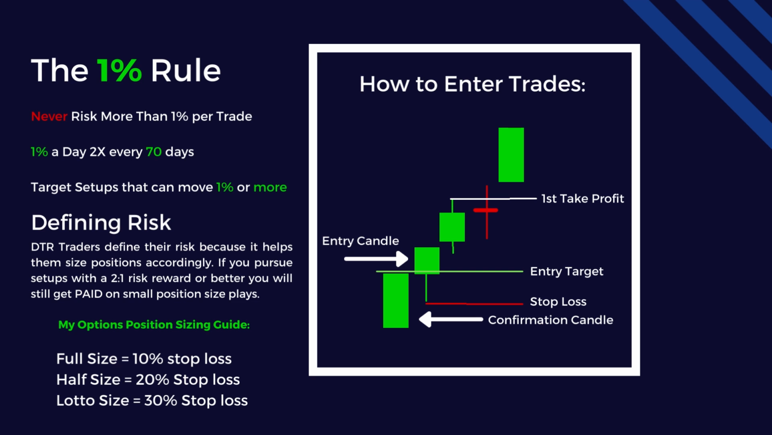For myself, I have a sort of position sizing guide that I use to help estimate my base position sizing before I enter a trade. And a full size play will be anything that allows me to have a 10% stop loss or less on the option chain. Half size becomes 20% stop loss or less, and then lotto size becomes 30% stop loss.